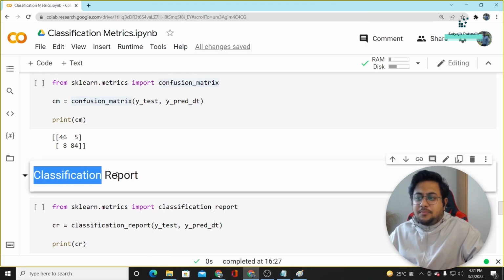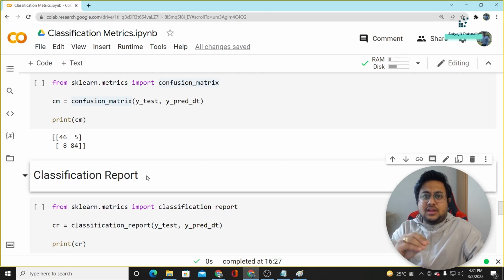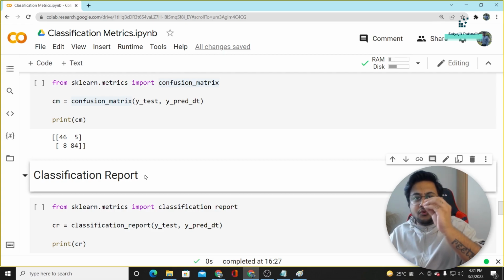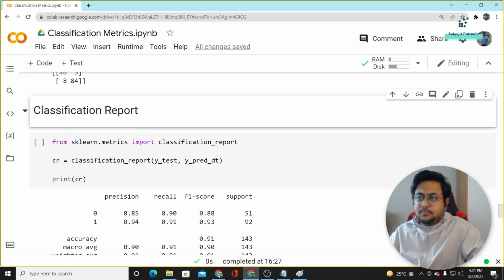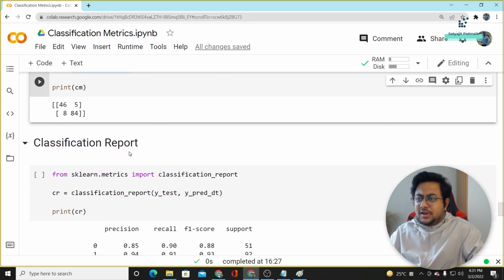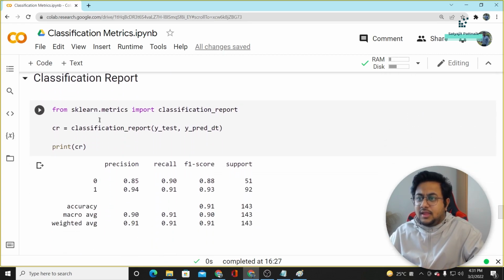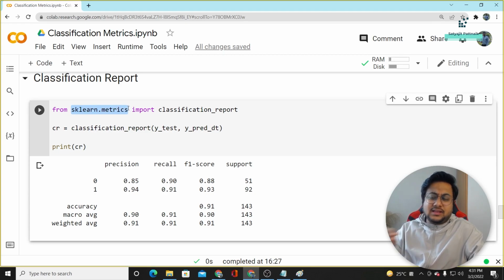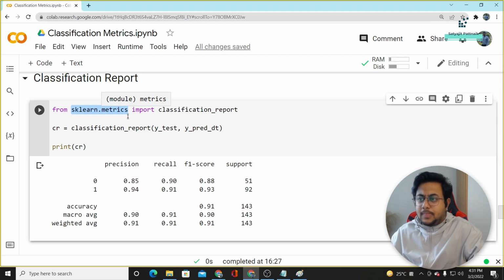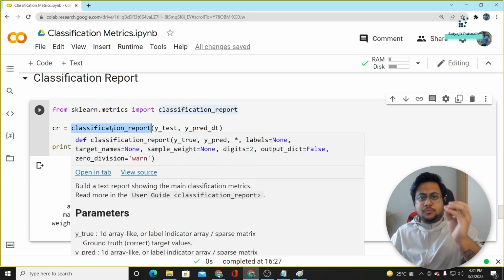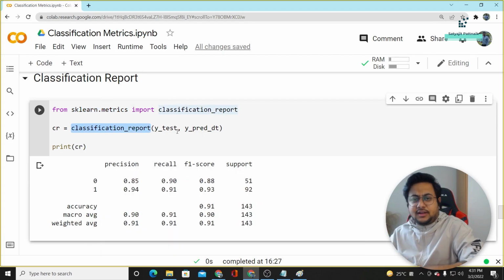The next type of metrics is going to be classification report. This is personally my best metrics. I always go for classification report. The name itself is telling you report card, right? So it's a report card of your model. How to use it? Simply from sklearn.metrics import classification_report. Simply call classification report, pass your testing data and predicted data.